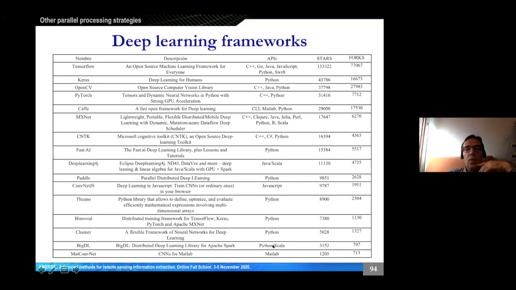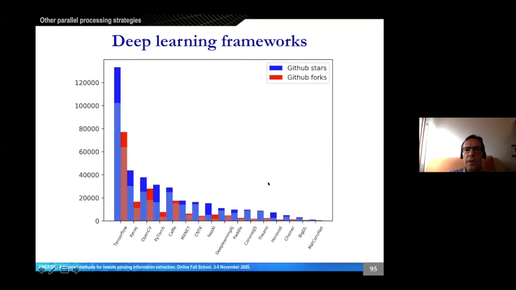So that's why, for these new developments in terms of deep learning, if you look at the number of GitHub stars and forks, tools and frameworks based on Python, such as TensorFlow or Keras, are currently dominating the wide spectrum of techniques that are available for deep learning. Once again, deep learning is providing very good results for hyperspectral.